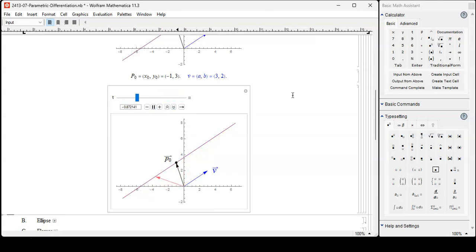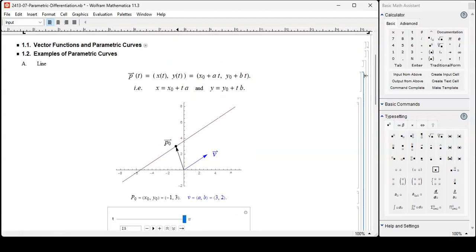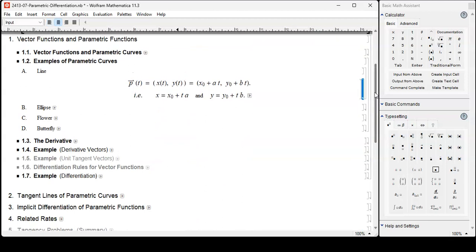So t is time. As t changes, the position vector moves around. Let's stop here. t is about -2.25. The position vector is right over here, and starting from the origin, points toward the position of the point. And then that's moving around. If you consider the trace of the position vector, you get the line. So that's an example of a position vector function.